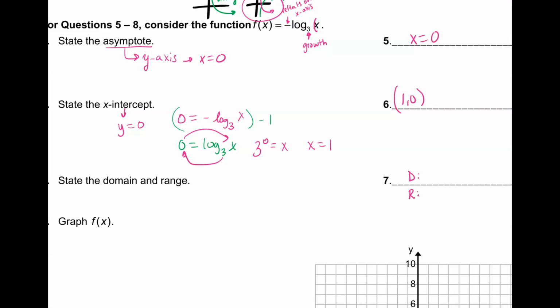Think about the domain and range. All right, I want to give you guys a chance. Try it yourself. What is the domain and range of my log function? Once you're done, share with the person next to you.